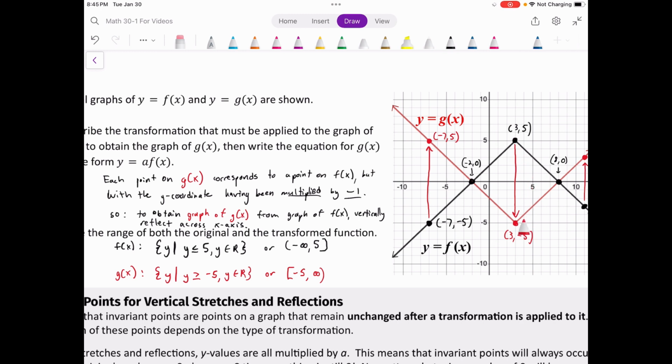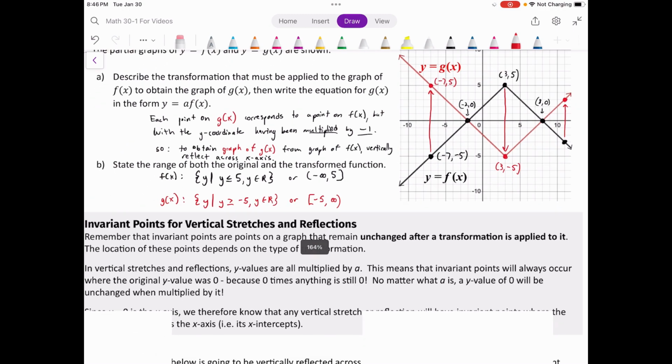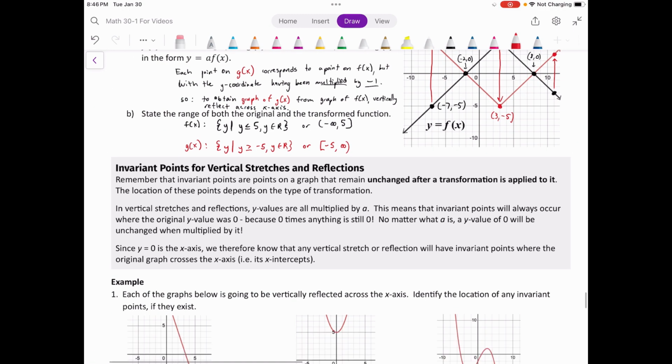We've multiplied every y value by negative 1. So it's now come down, right? Was at positive 5, now it's at negative 5. It never gets lower than negative 5, as opposed to never getting higher than positive 5 before the transformation.